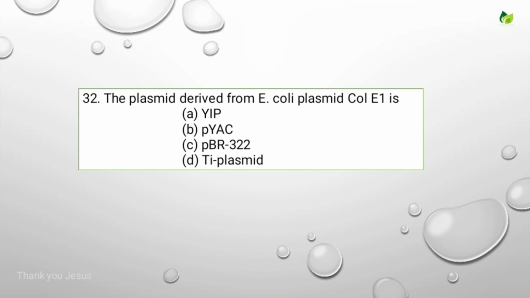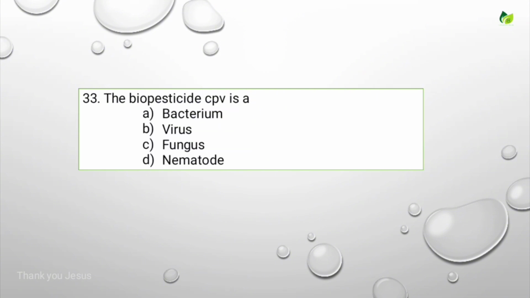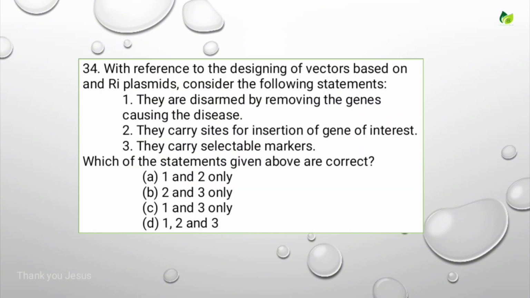Col E1 is. Options are YIP, PYAC, PBR322, TI plasmid. So PBR322 is developed from E. coli. Let's see the next question. The biopesticide CPV is a. Options are bacterium, virus, fungus, nematode. So which is a virus? Let's see the next question.